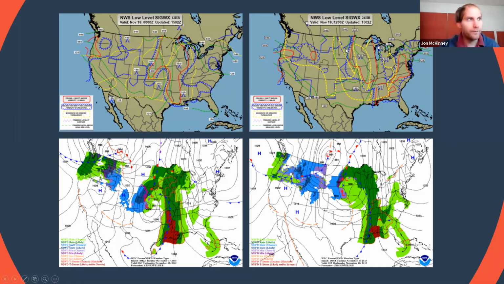The top right panel, low level SIGWX, 24-hour. So 24 hours from now, what's the forecast for low level atmosphere? That would be the top right chart.